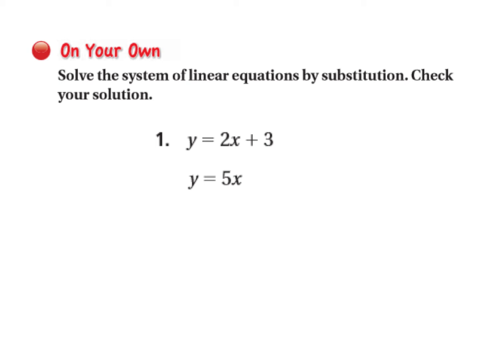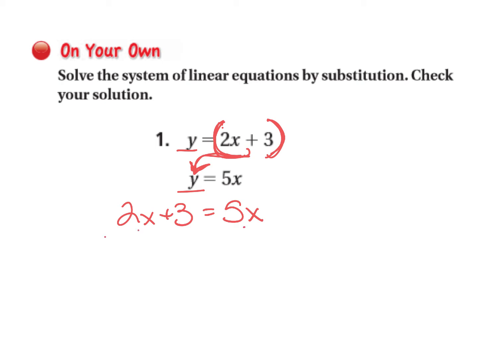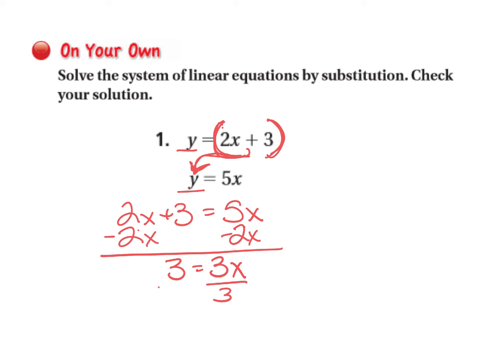What's nice about this is that both equations are already solved for y. So I'm going to make this expression go right in for this y. So I'm going to rewrite this: 2x plus 3 equals 5x. I'm taking the expression that equals y and plugging it in to y over here. I've got x's on both sides, so I'm going to subtract 2x so that it stays positive. 5x minus 2x is 3x. Divide by 3, x equals 1. So there's one of our answers.